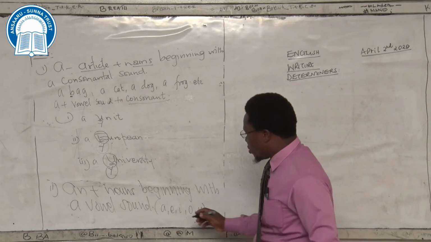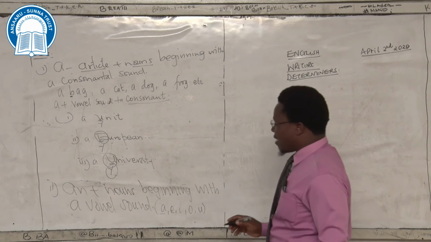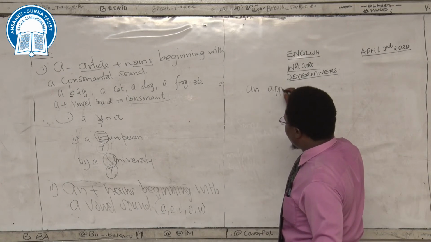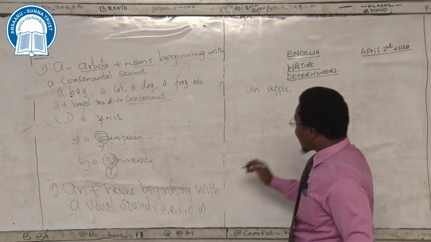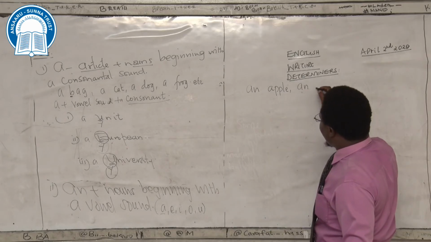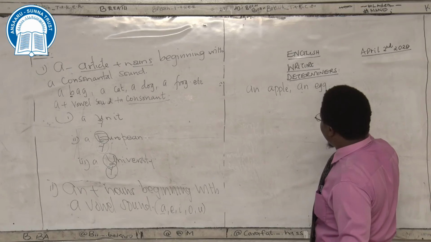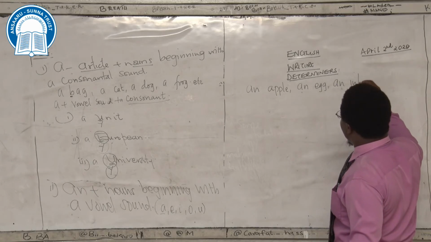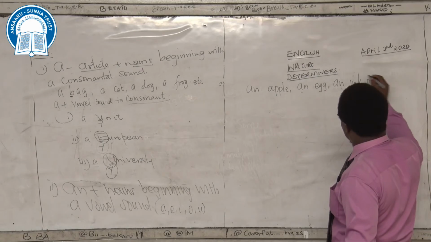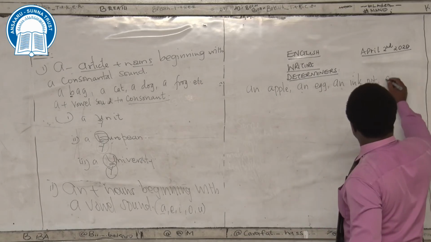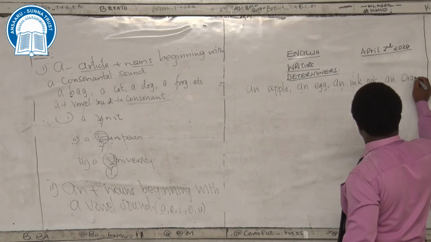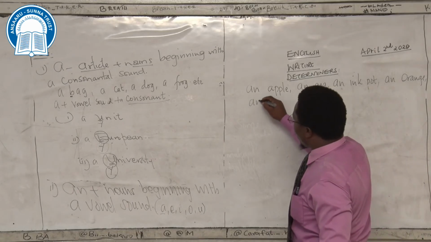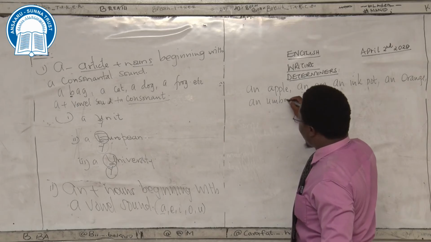So if I'm to begin with the first vowel sound, we can form the word as an apple. The second one, we can form the word as an egg. The third one, we can form the word as an inkpot. The fourth one, we can form the word as an orange. And finally, the last one, we can form another word as an umbrella.